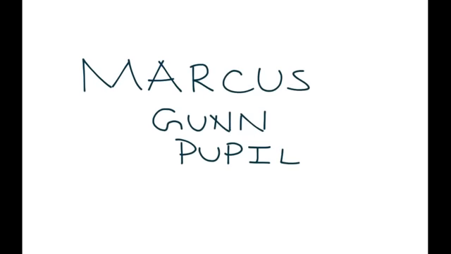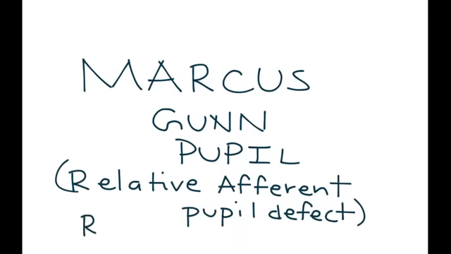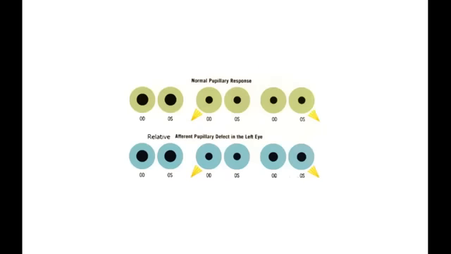Marcus Gunn Pupil, also known as relative afferent pupil defect, or RAPD. This is a very interesting physical exam finding, in particular when you are doing an eye exam. So the best way to explain the Marcus Gunn pupil is with a diagram.